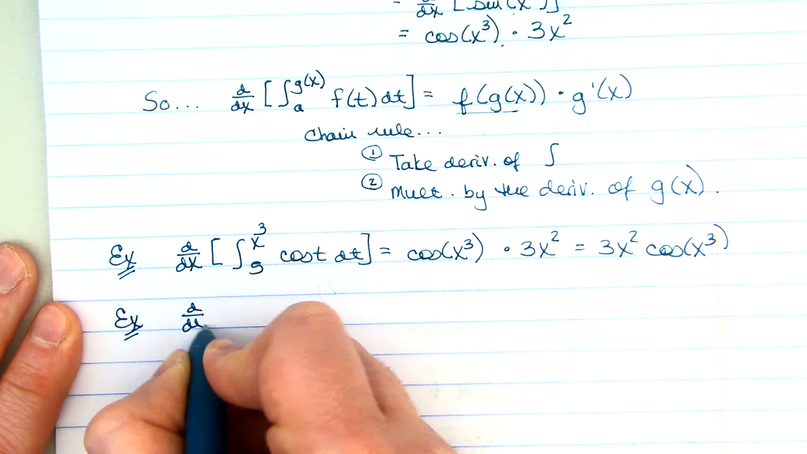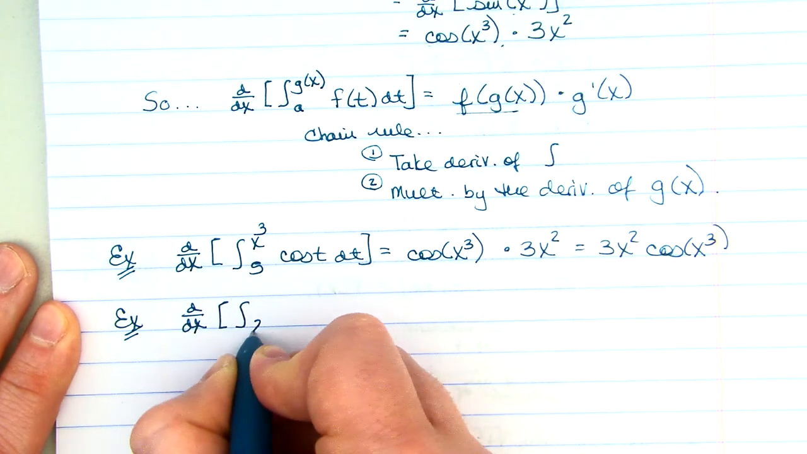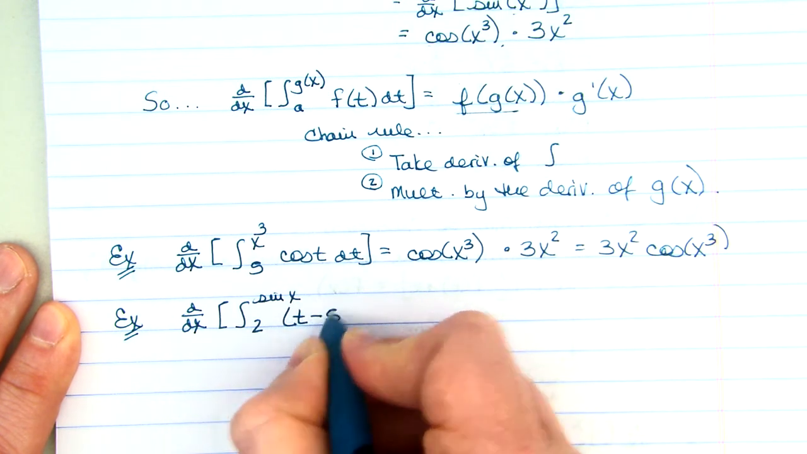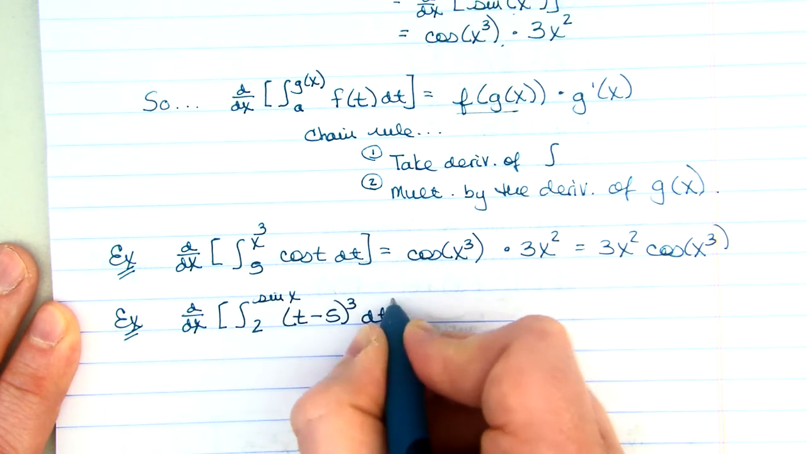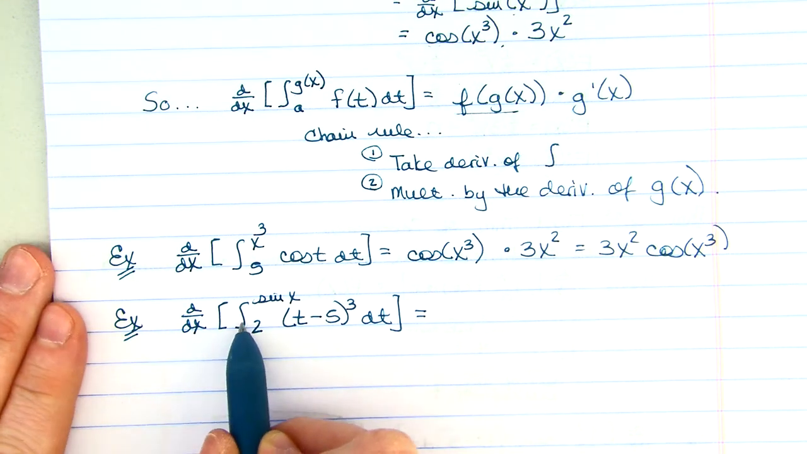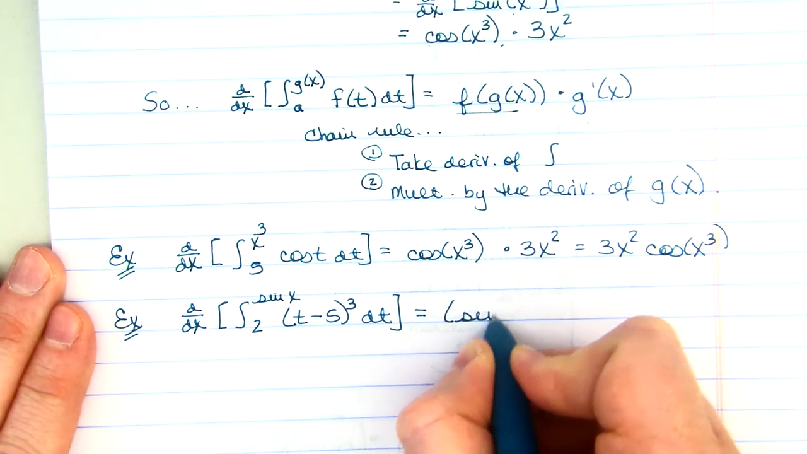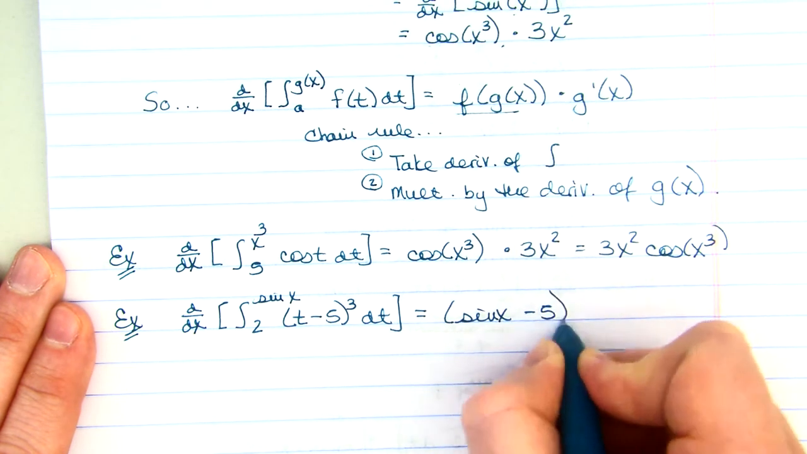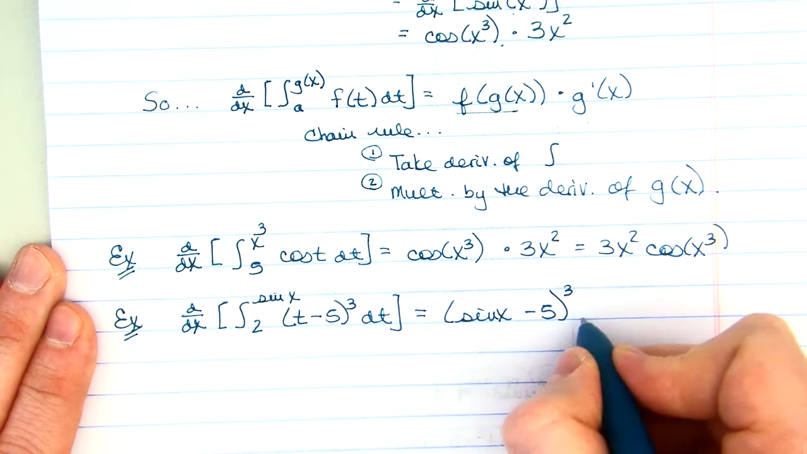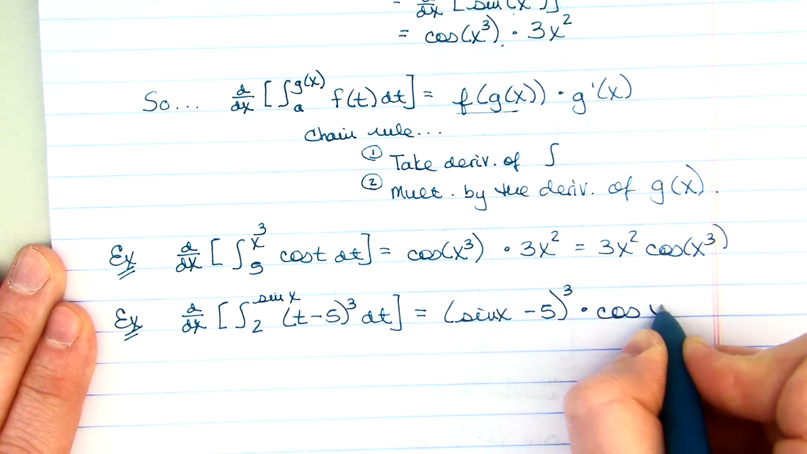Let's take a look at this one, the derivative of the integral from 2 to the sine of x of (t minus 5) cubed dt. I want to find the derivative of this thing. I can use my second fundamental theorem of calculus combined with chain rule. Second fundamental theorem of calculus says the derivative and the integral, they cancel each other out. You're going to get (sine of x minus 5) cubed. By chain rule, though, now we have to multiply by the derivative of the sine of x. That's times cosine of x.